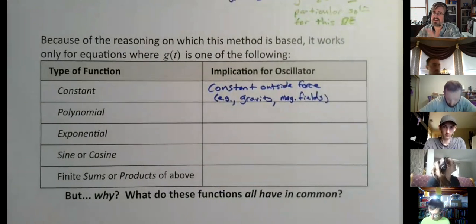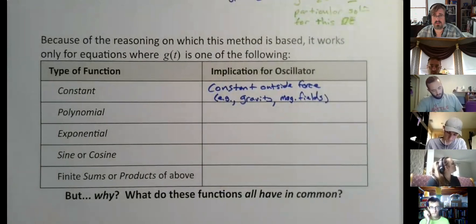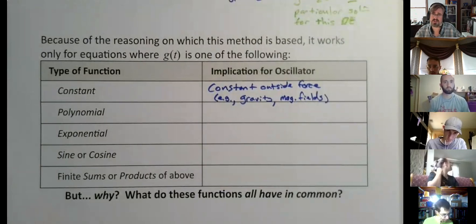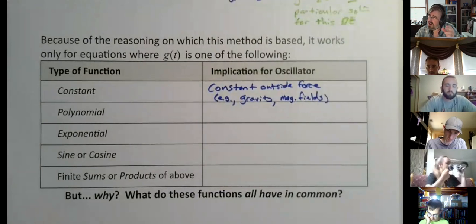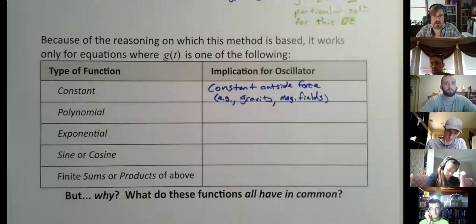So constant outside forces are definitely important in the solving of harmonic oscillator problems. I don't know if you remember last time when I was doing the example with the mass that was hanging from the spring, the equation that we came up with was not quite right. And the reason was there was an outside force acting on our oscillator. It was gravity, right? Constantly pulling down. So there was a constant outside force.